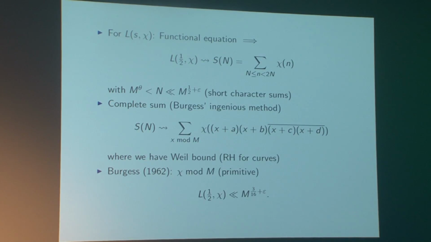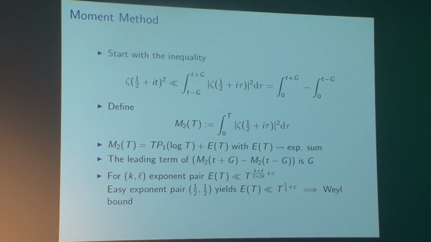And that gives you this subconvex bound, that L(1/2, chi) is bounded by m to the power 3/16 plus epsilon. The convexity bound is m to the power 1/4, that is, 4/16. And this still remains a record. Okay. So the problem with the Weil method and the Burgess method is that it cannot be readily generalized to higher rank L-functions. And so we need a general method.